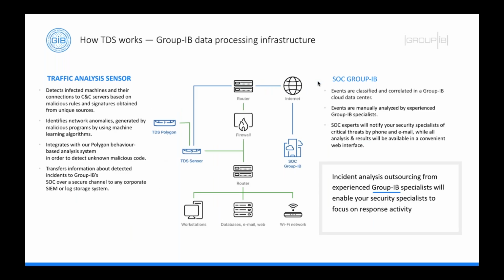So going to basically our architecture of deployment, it's very schematic. It doesn't pretend to be technically accurate, but in general, it provides a good picture. So the sensor is deployed on the network, and it integrates with network equipment, and it integrates with Polygon directly, providing to the Polygon files to be analyzed and receiving reports back.